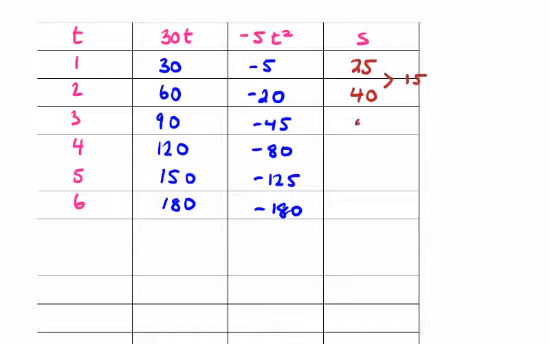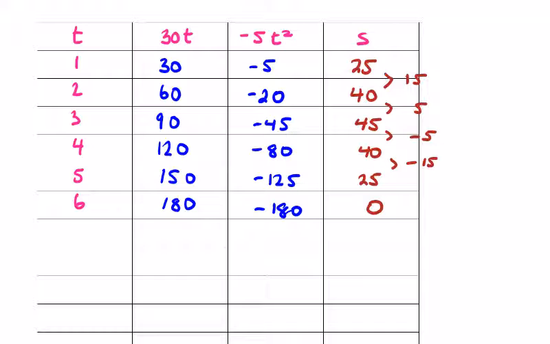90 minus 45 is the max height that we saw. So in that third second, it only climbed 5. 120 minus 80 is 40. You can see it's on its way back down. It's gone from 45 to 40. It's gone down 5. 150 minus 125 is 25. It's gone down 15. You can see it's mirroring off. And 180 minus 180 is 0.